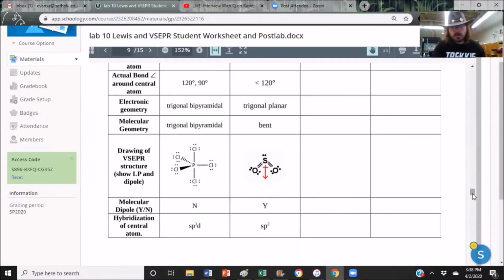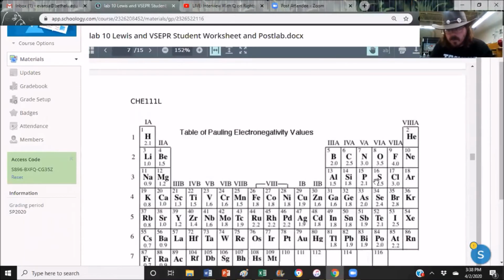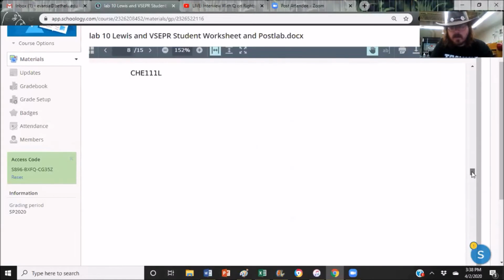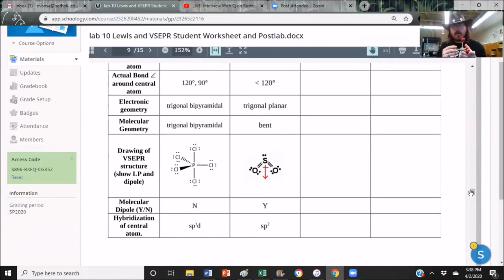Now looking at that structure, even though phosphorus has an electronegativity of 2.1 and chlorine has an electronegativity of 3, this would be a polar bond. But equal and opposite dipoles cancel out. Up cancels down. Left cancels right. Front cancels back. So we have polar bonds, but non-polar molecules. So this is not polar. It's no molecular dipole.